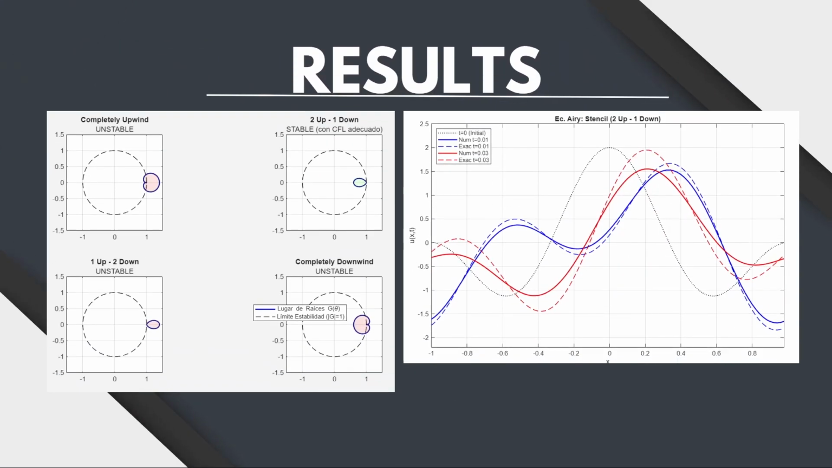Here we can see the numerical results confirming our analysis. If you look at the plots from completely upwind, one up two down, and completely downwind, you can see that the solution is unstable. However, looking at the top right graph for the two up, one down stencil, the simulation is stable and matches the exact solution, although it does introduce some artificial damping.